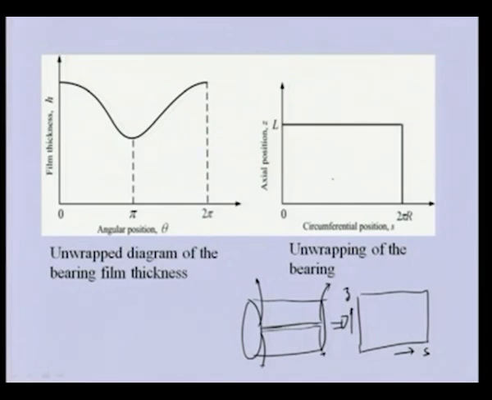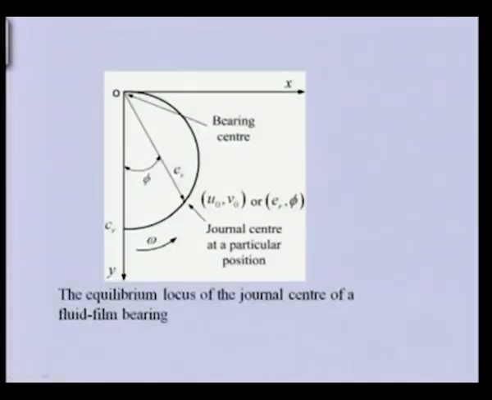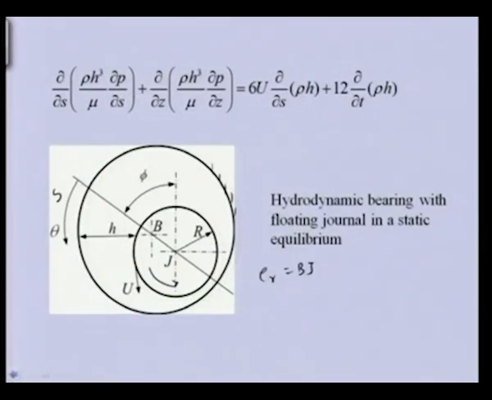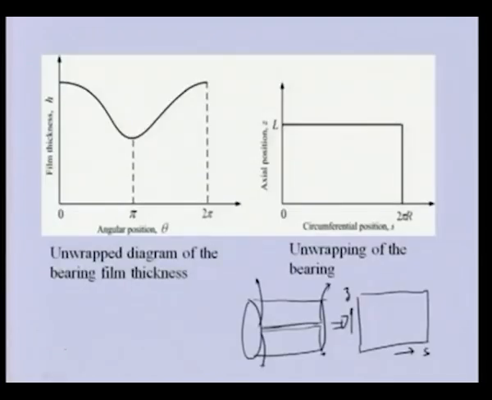And if in the previous figure we see the film thickness is maximum here and minimum here. If we cut the film thickness here and unwrap this, we will get something like this, in which this is the maximum film thickness H, which is the reference point for angular displacement 0, theta is equal to 0, and then it is minimum here, and then it again becomes maximum.